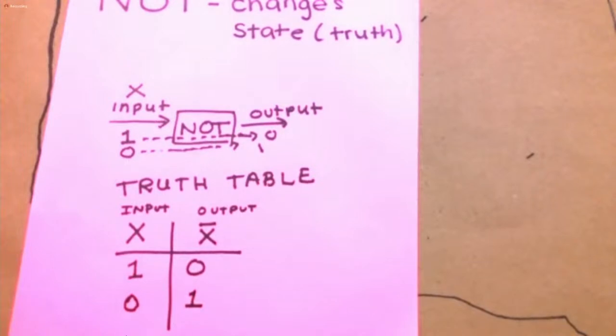And that's a simple logic gate, a simple operator with one input and one output. Any questions to put in the chat for that?